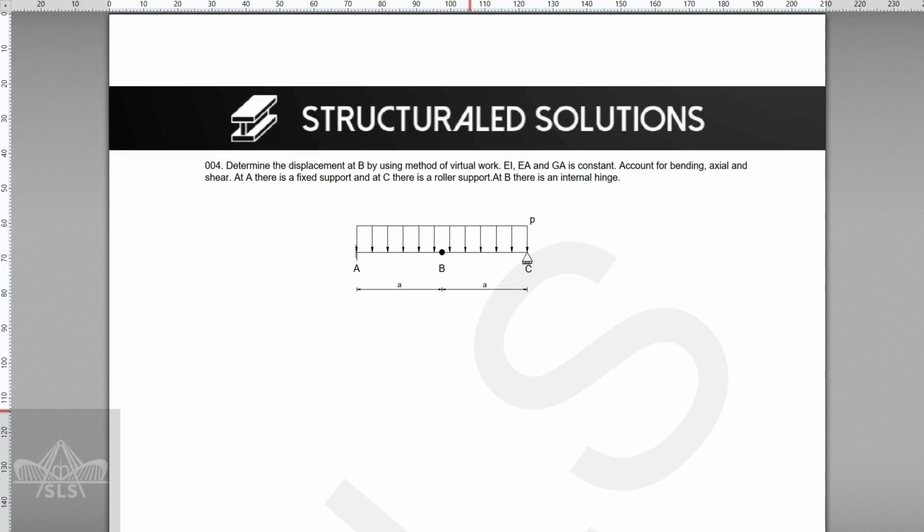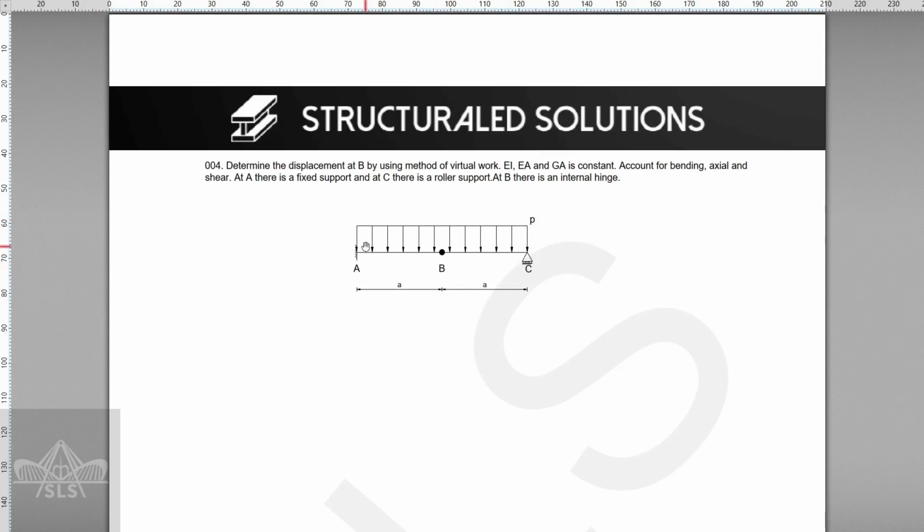And without any further ado, let's read today's task, where we have to determine the displacement at point B by using the method of virtual work. And for this problem, EA, EI and GA are assumed to be constant. Also, when solving the problem, we have to account for bending, axial, and shear forces.